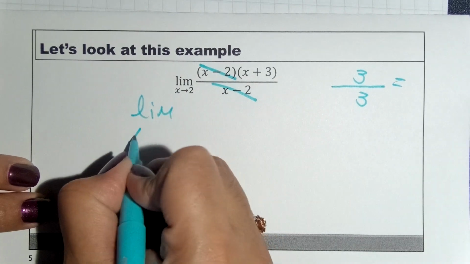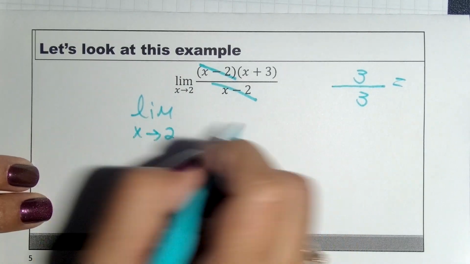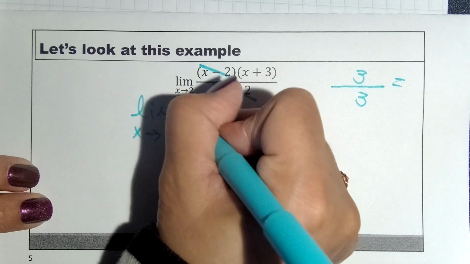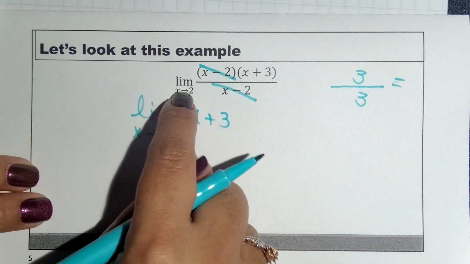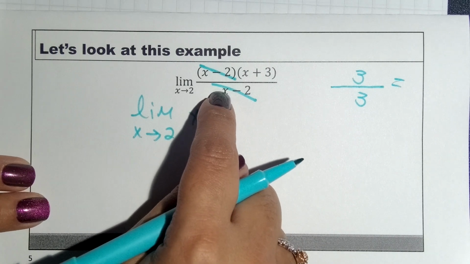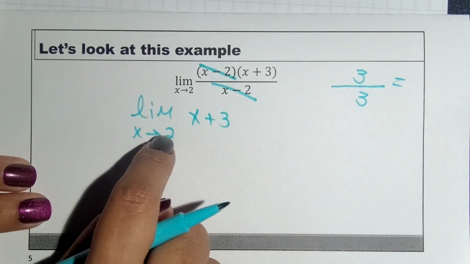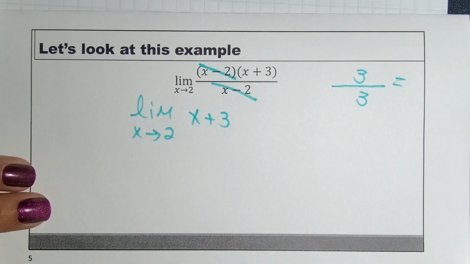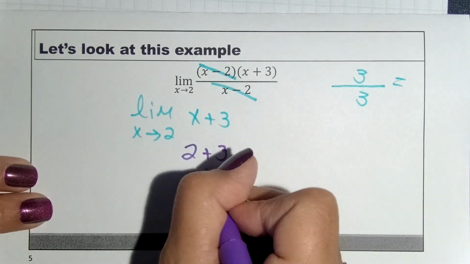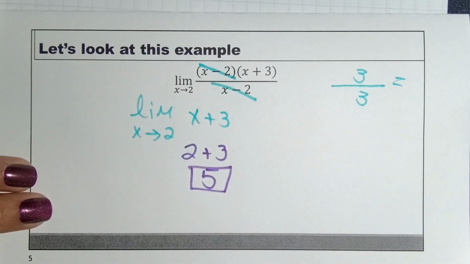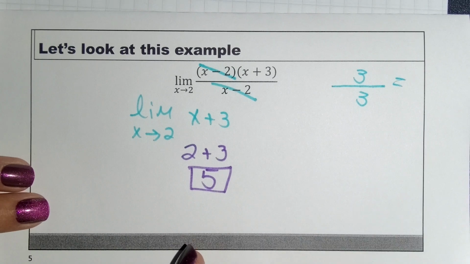So now we have the limit as x approaches 2 of x plus 3. Now we have a simpler one, right? Because if I substituted in 2 here, I would get a 0. What should I do with this 2 now? Replace it with the x. So it's going to be 2 plus 3, which is equal to 5. So the limit is 5. Questions?